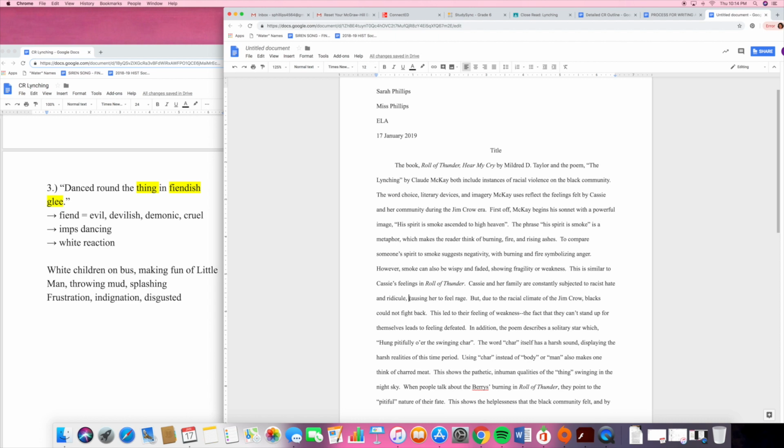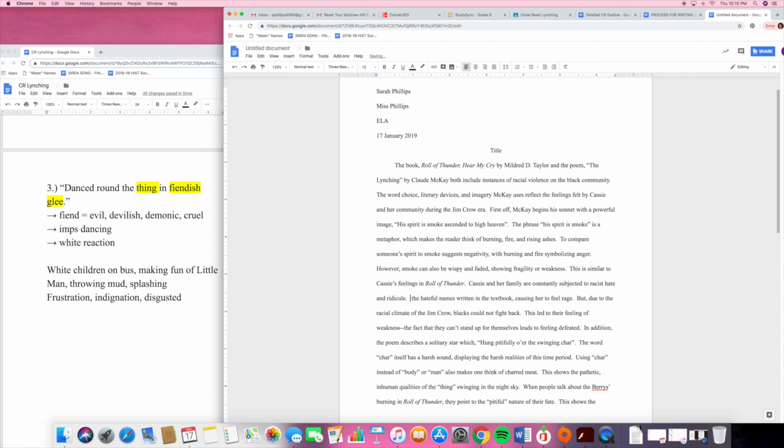Okay, what I'm going to do is use the mean comments, hateful names written in the textbook. It's so much more helpful if you can do specific examples. That's so much better than just blah, blah, blah. Okay. Cassie and her family are constantly subjected to racist hate and ridicule, with the hateful names written in the textbook. Ugh, okay, I don't like it. How about this? Cassie and her family are constantly subjected to racist hate and ridicule, as shown by, I don't like that. Link, do it! Cassie and her family are constantly subjected to racist hate and ridicule.